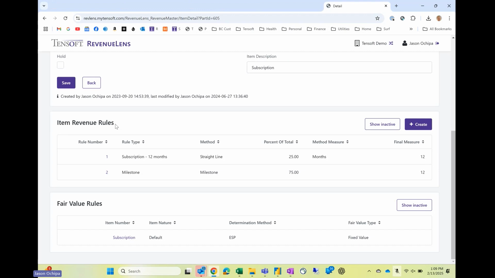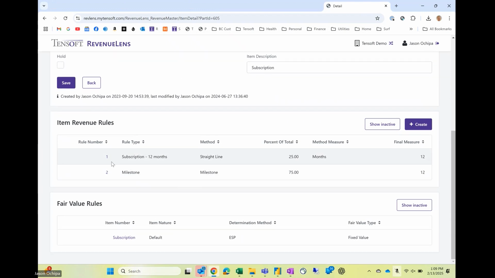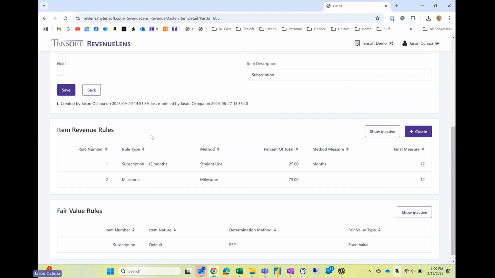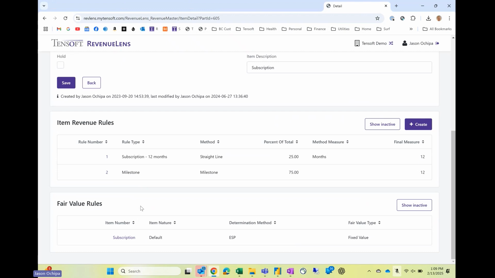You can even split up an item to have multiple revenue rules. So you can split it out percentage-wise between different types of revenue recognition. Every item would have a revenue rule. And if it's not being fair value allocated, you wouldn't need to add fair values.